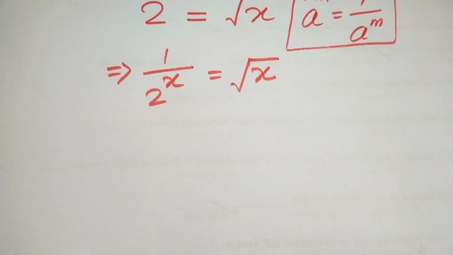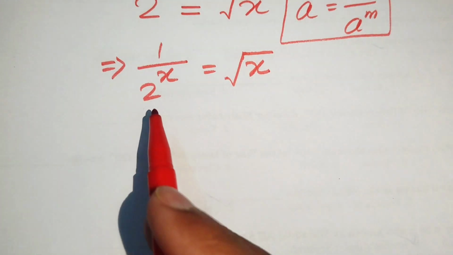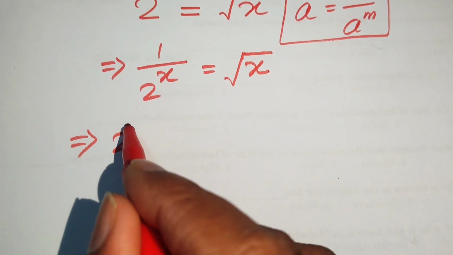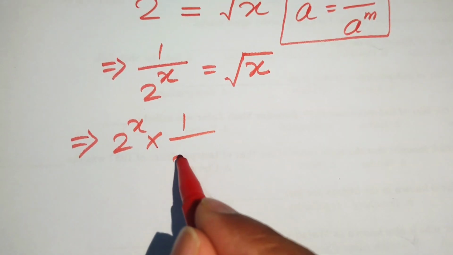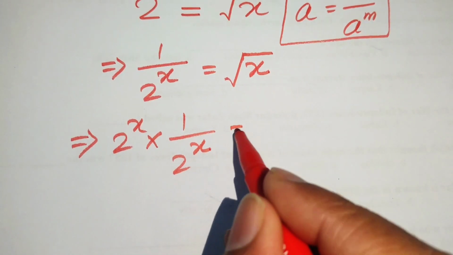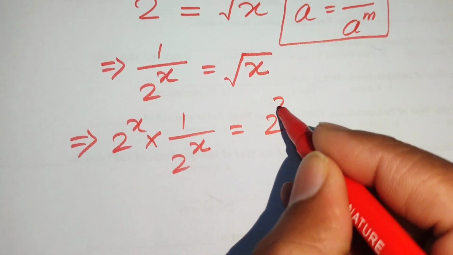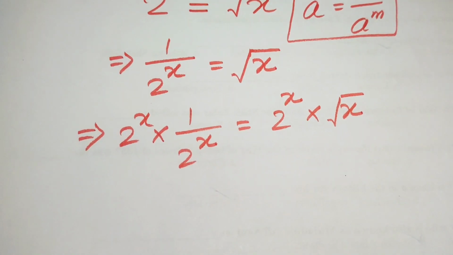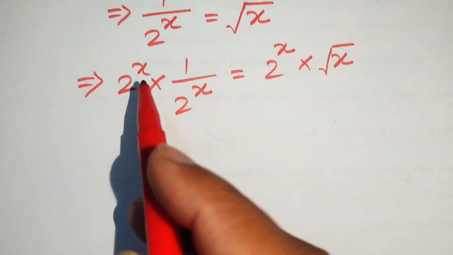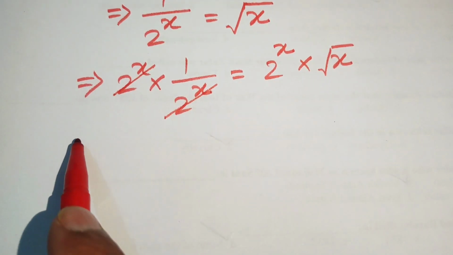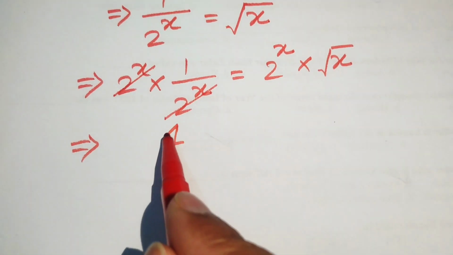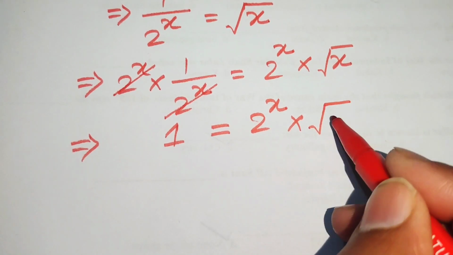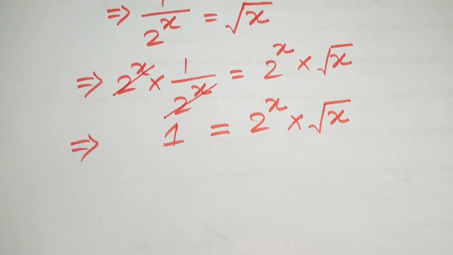Further, in the next step, we need to move this 2 to the power of x to the right hand side, so we just multiply both sides by 2 to the power of x. It will be written as 2 to the power of x multiplied by 1 over 2 to the power of x, and you get 2 to the power of x multiplied by square root of x. These two terms cancel out each other, and we obtain 1 equals 2 to the power of x multiplied by square root of x.